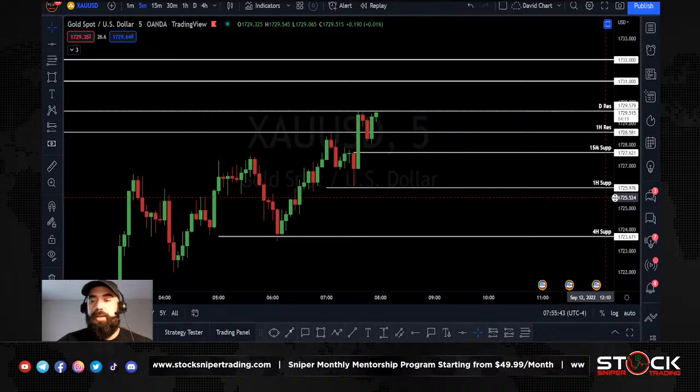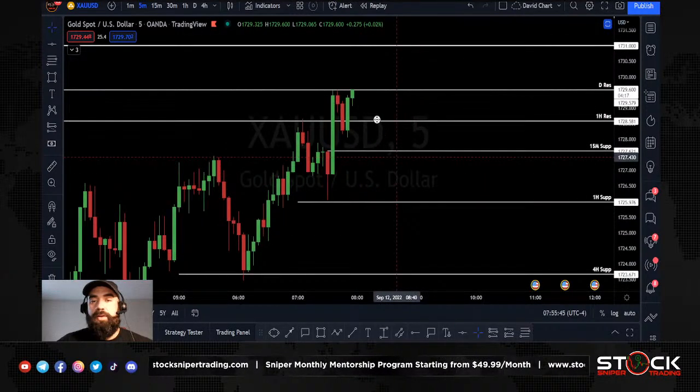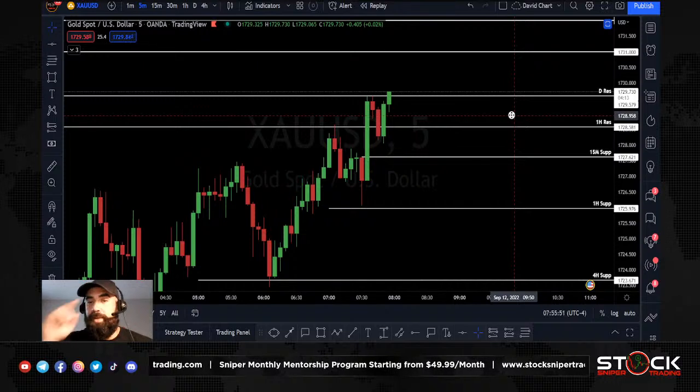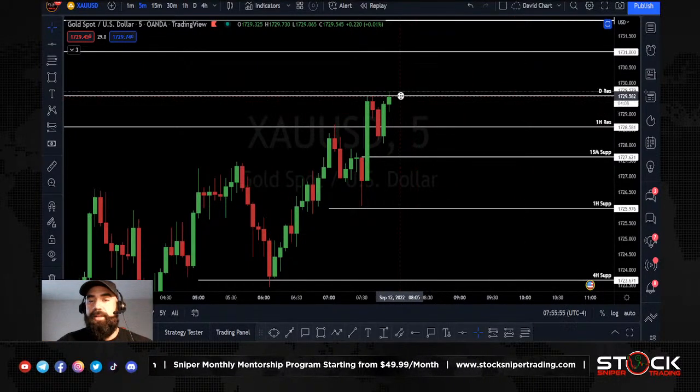Could be performing a nice little M pattern here, but the strength is still pretty strong. We're pushing up now, 1730. Okay, we're starting to make a high, breaking above that daily. Trying to right now. You can see a push here, a little bit of a wick.